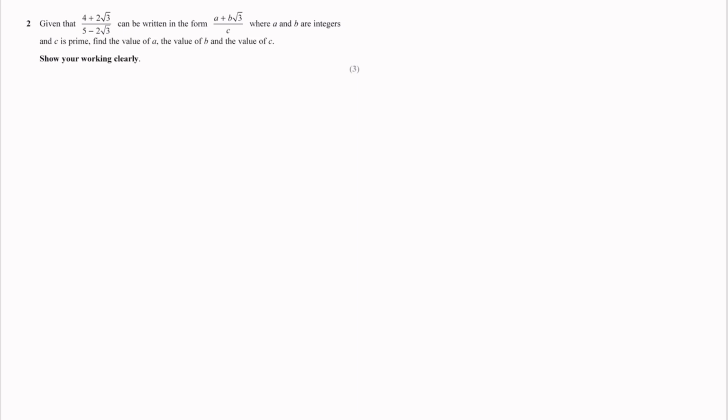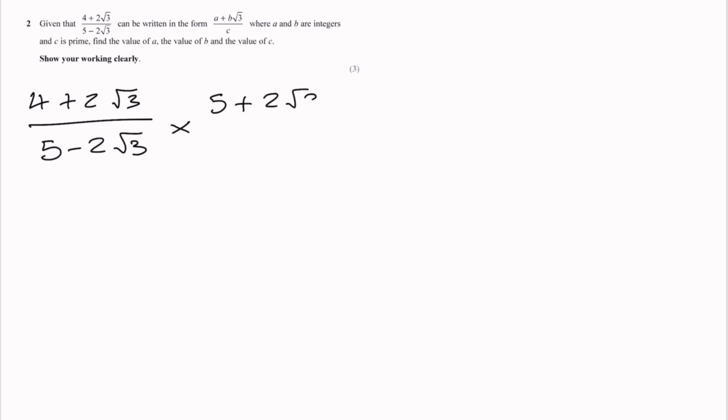Okay, so this question is similar to a GCSE style question where we are rationalizing the denominator. You need to times both the numerator and the denominator by the conjugate, so this expression but with the opposite sign, the conjugate of the denominator. So times by 5 plus 2 root 3 over 5 plus 2 root 3.